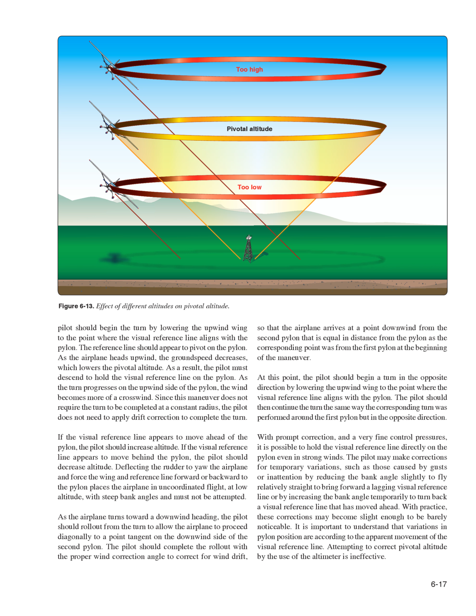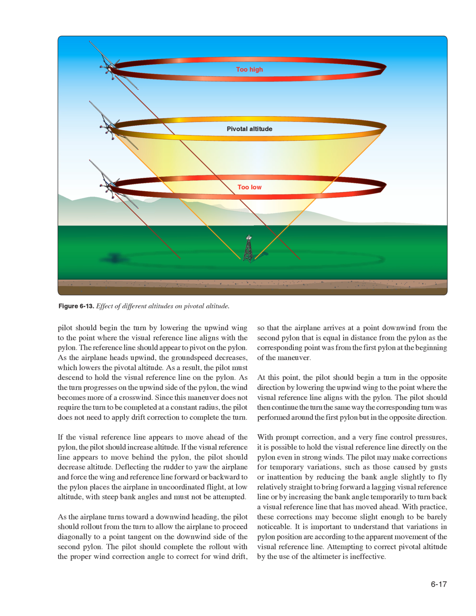As the turn progresses on the upwind side of the pylon, the wind becomes more of a crosswind. Since this maneuver does not require the turn to be completed at a constant radius, the pilot does not need to apply drift correction to complete the turn. If the visual reference line appears to move ahead of the pylon, the pilot should increase altitude. If the visual reference line appears to move behind the pylon, the pilot should decrease altitude.